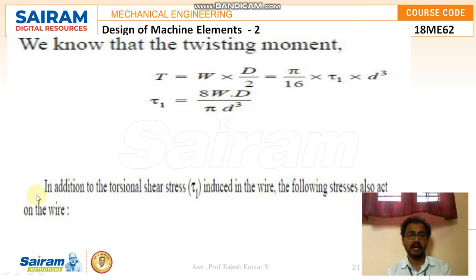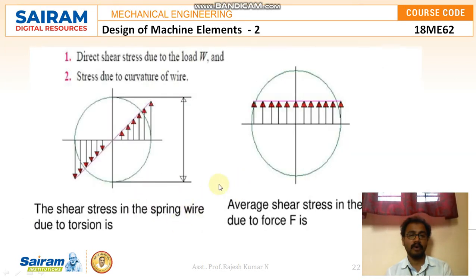In addition to this torsional shear stress induced in the wire, the following stresses can also act on the wire: the direct shear stress due to the load W, and the shear stress due to the curvature of the wire. You can see the shear stresses in the spring wire due to torsion, and the average shear stresses in the spring wire due to the force F. The symbols are not shown here for the torsion and the force, but in the case of the force, the stress is uniform from one end to the other, whereas in the case of torsion it is the opposite.